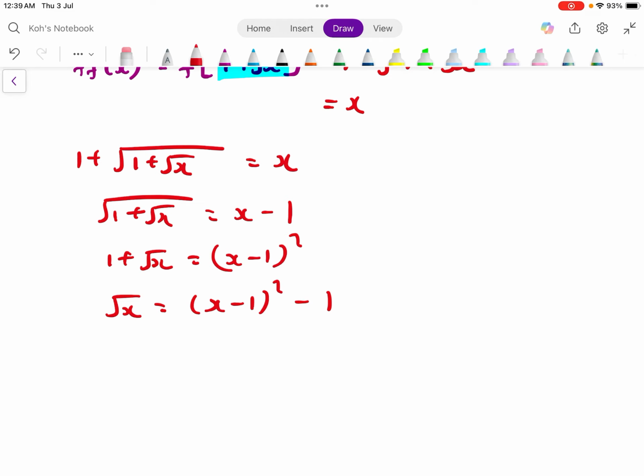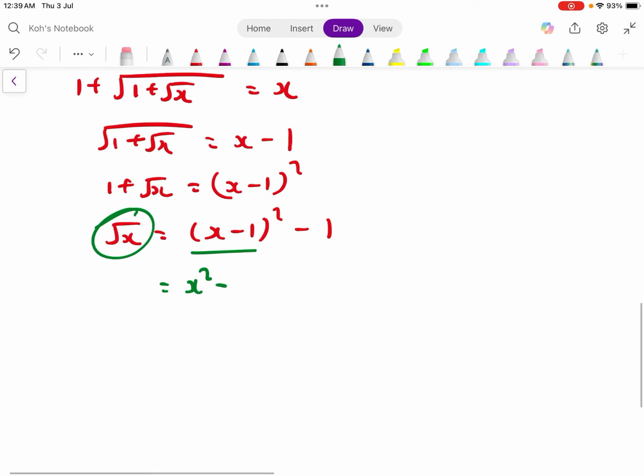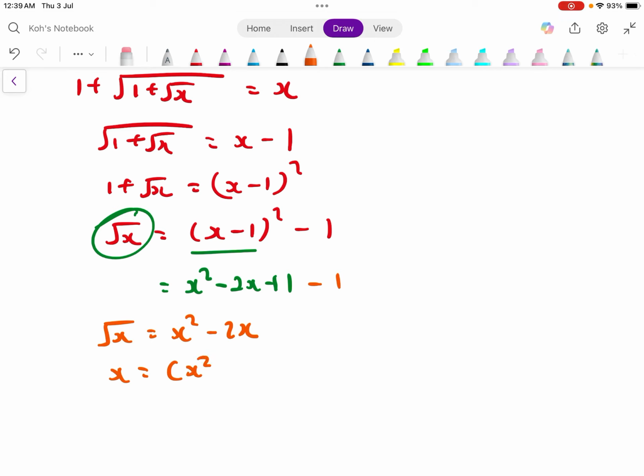Before I square again, because I want to get rid of the square root, I manipulate this first. So I expand this, and I'll get x squared - 2x + 1. Of course, there's another -1 here, so the 1 - 1 is gone already. What is left is square root x is equal to x squared - 2x. So square again: x is equal to (x squared - 2x)(x squared - 2x).